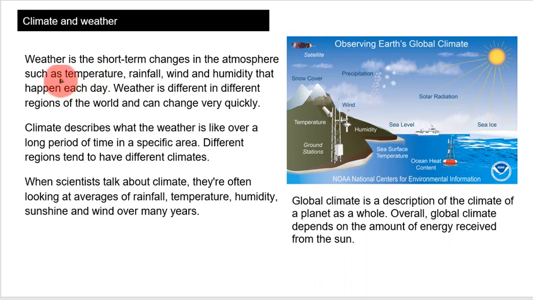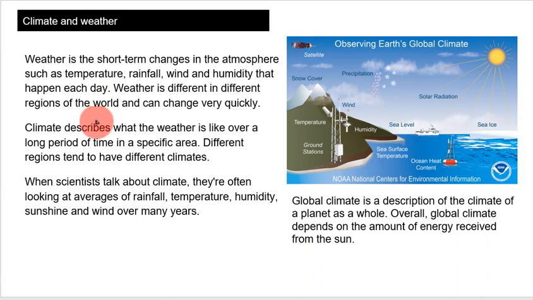So weather is the short-term changes in the atmosphere, such as temperature, rainfall, wind, and humidity that happens each day. Every time you get up in the morning and look out the window, you're getting a glimpse of the weather. It might be a hot day, it might be raining, could be pretty windy, or a combination of all of these. Weather is different in different regions of the world and can change very quickly as well. The weather here in Ireland is very different to the weather, for example, in Africa. And that's because of its position on the globe.